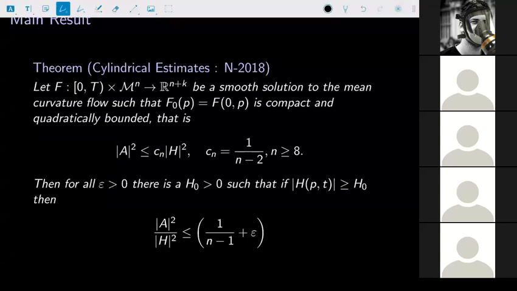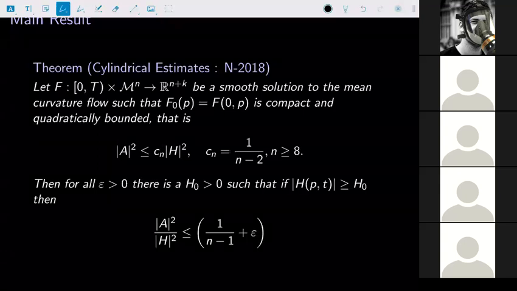And what it says here is that if you consider a mean curvature flow, which is a smooth solution to mean curvature flow, which is compact and quadratically bounded in this form here. So I'm going to ask here for |A|^2 less than or equal to c_n H^2. And here, I ask for the constant 1 on n minus 2. Usually we also ask here that H is greater than or equal to 0.